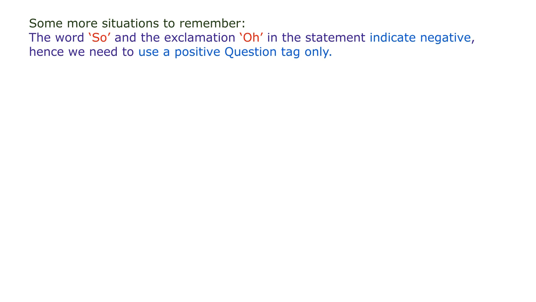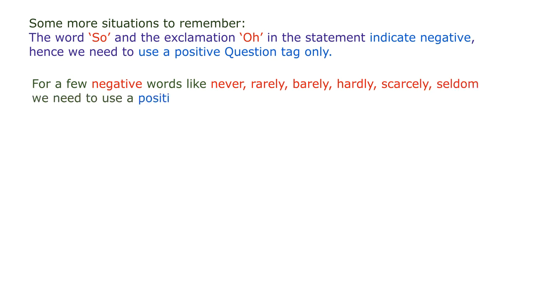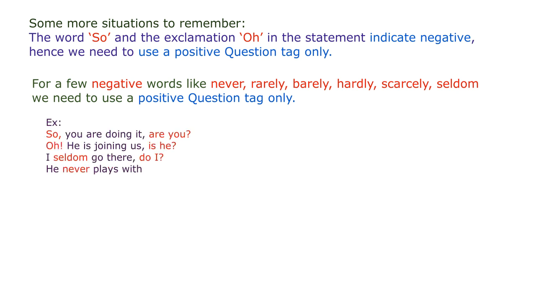To tag questions, we need to remember some more situations. The word so and the exclamation O in the statement indicate negative. Hence, we need to use a positive question tag only. For a few negative words like never, rarely, barely, hardly, scarcely, seldom, we need to use a positive question tag only. Examples: so you are doing it. Are you? Oh, he is joining us. Is he?